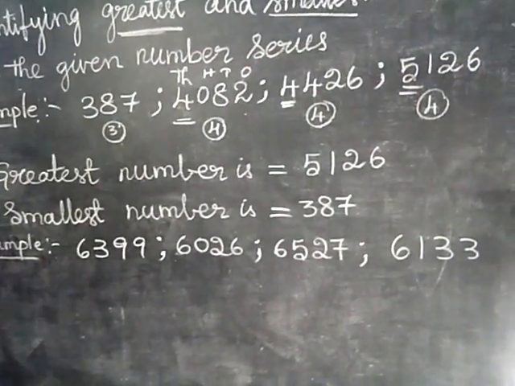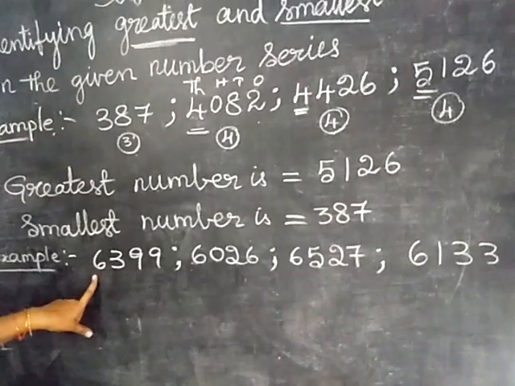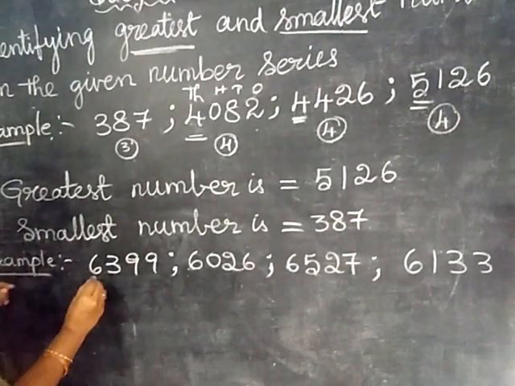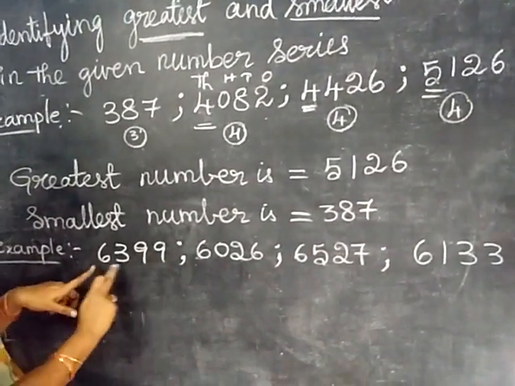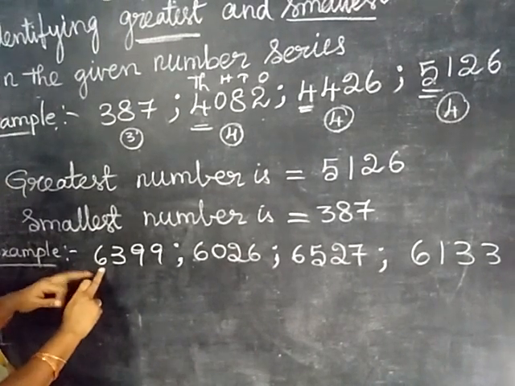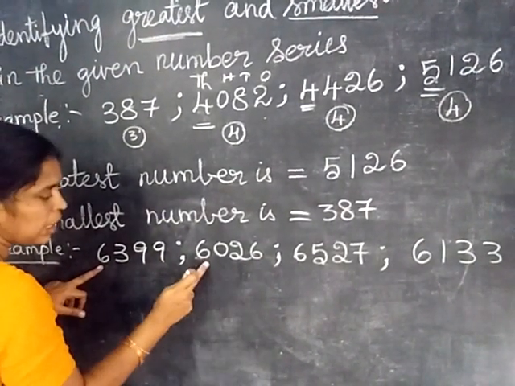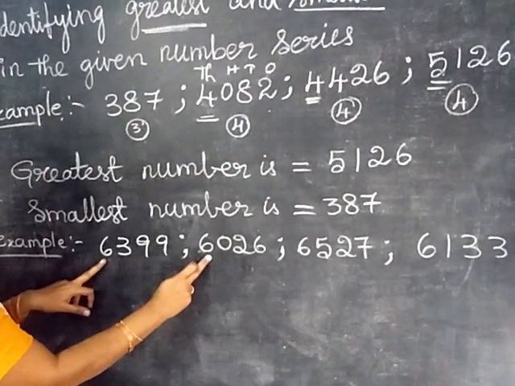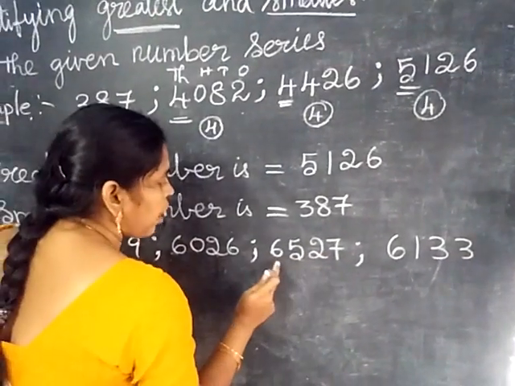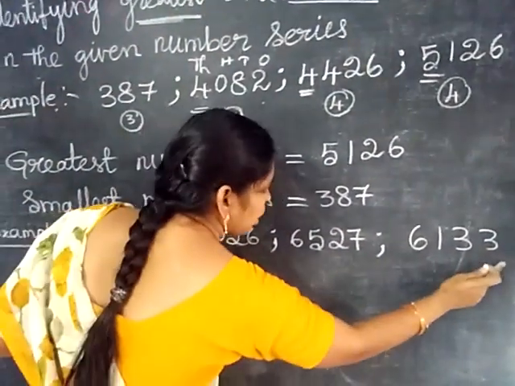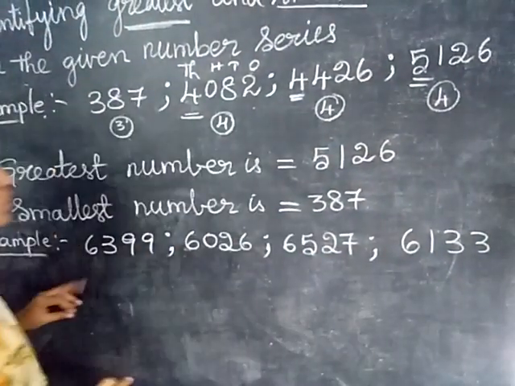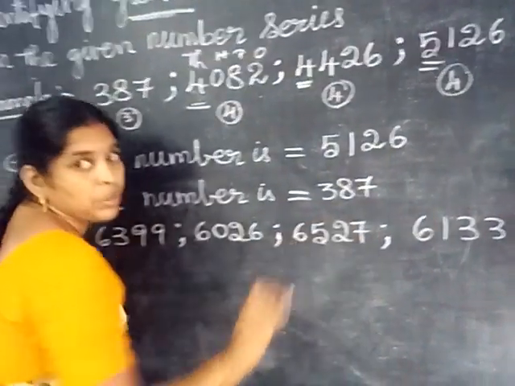Then what is the second step? See the leftmost value, that is the thousands place value. Here what is there in thousands? In the first number, what is the thousands place value? 6. In the second number? 6. In the third number also 6. In the fourth number also 6. So all are starting with 6.